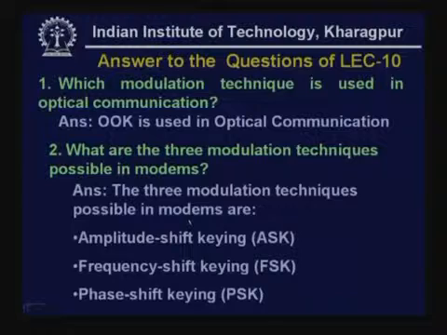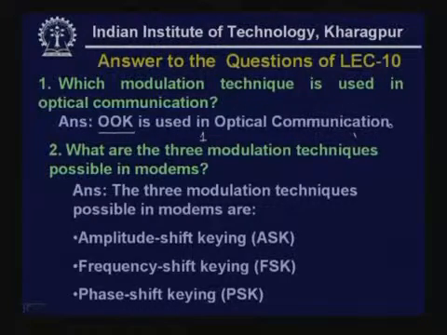And here are the answers to the questions of lecture number 10. First question was, which modulation technique is used in optical communication? As I mentioned in the previous lecture, on off keying is used in optical communication. We are sending a light signal or not; whenever it is 1 we send light, and whenever it is 0, we are not sending any light signal. That is why it is called on off keying, and this is being used in optical communication.